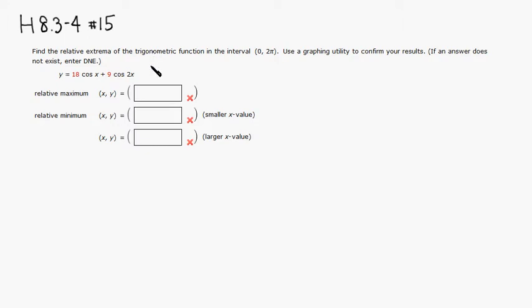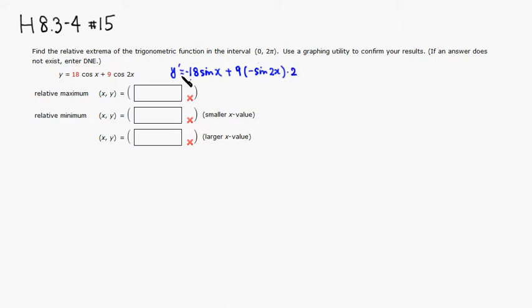First thing is just take the derivative. Y prime is equal to 18, which is just a number, so I'll put that there. The derivative of cosine is negative sine of x. Then plus 9, just a number, so put it there. And the derivative of cosine of 2x is again negative sine of 2x, but by chain rule, multiply by 2.